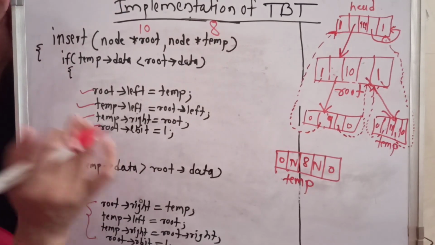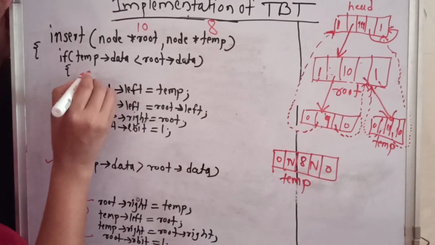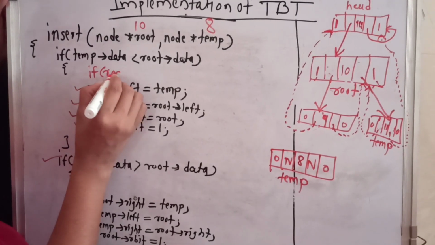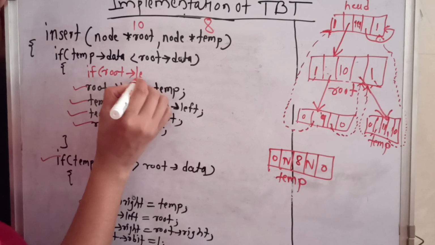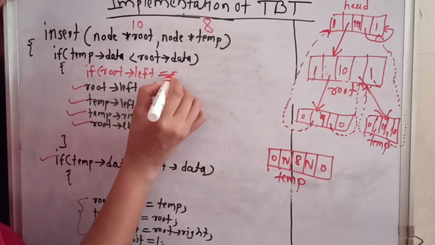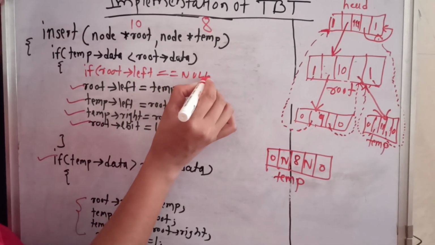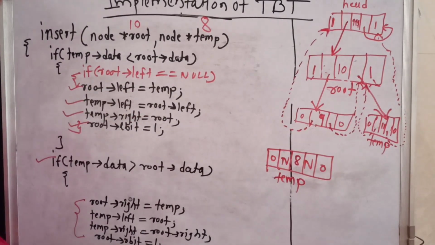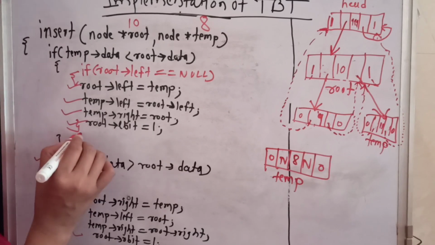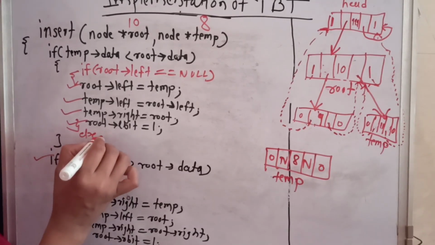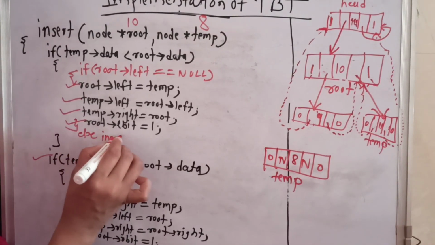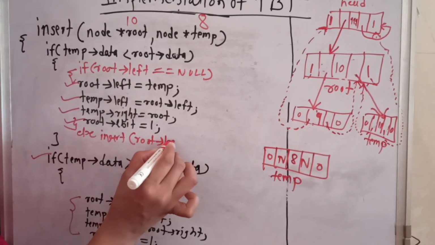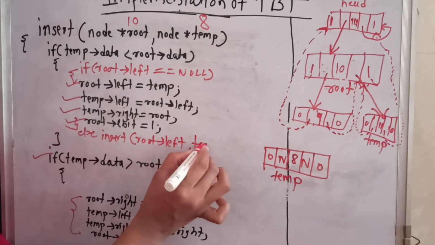We have to do one addition inside this. I will write one more condition here: if root left is equal to null. If this condition is true, then only we have to execute these 4 statements. Else, what we have to do here? Again I have to give a call to the insert function, and this time I have to pass the parameters root left and the temp.